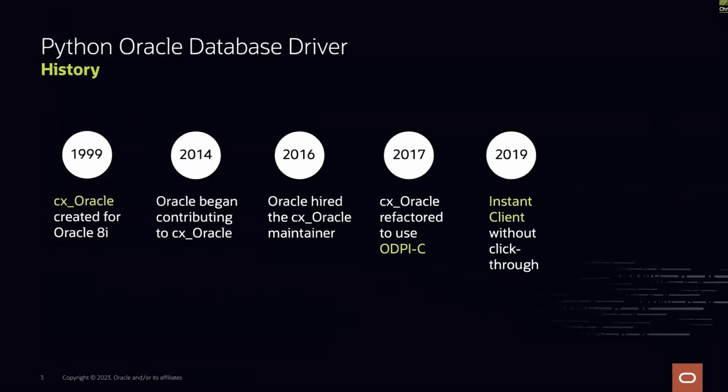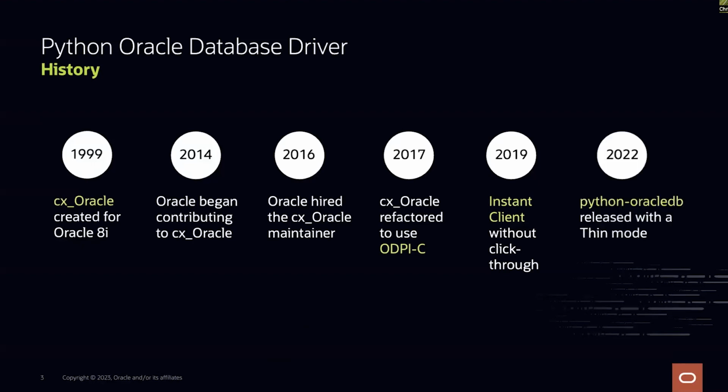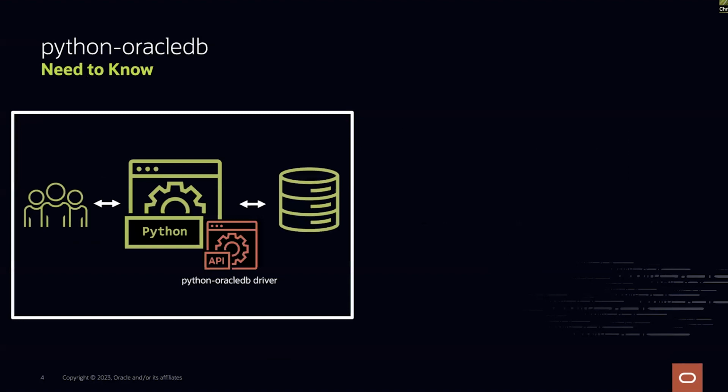We also did something with Instant Client, which many of you are using. For the thick client mode, we made it available without a click-through. So you could start scripting downloads, you could do Docker containers, all sorts of things. So we're trying, obviously, to make things more flexible for you as developers. And then last year, we released an upgrade to cx_Oracle, which we renamed to just python-oracledb, with a thin mode, which I'll talk a little bit about.